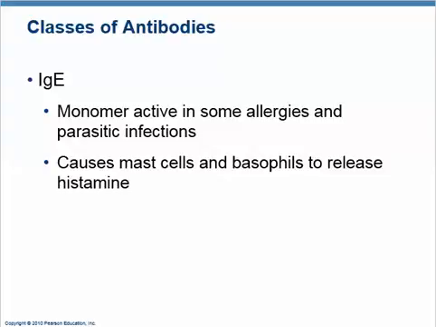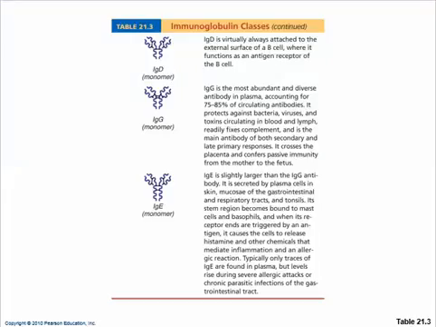IgEs are involved with mast cells and basophils releasing histamine. So these ones are actually involved in inflammation and causing inflammation. So they end up looking like this, and you'll notice that all three of them are monomers. So they have the two binding sites and the one base. And kind of go from there.